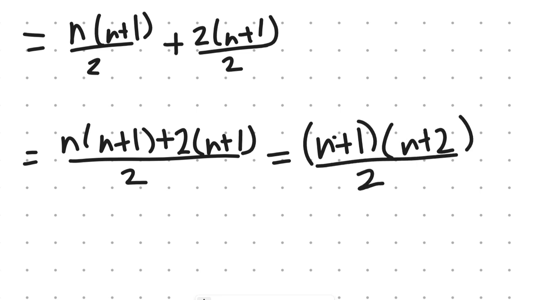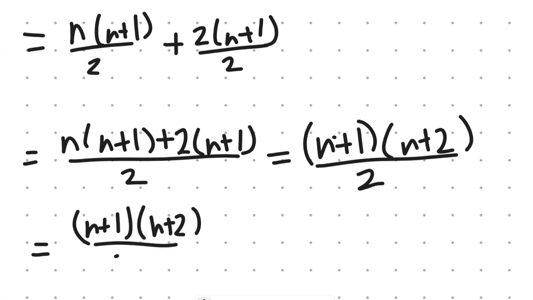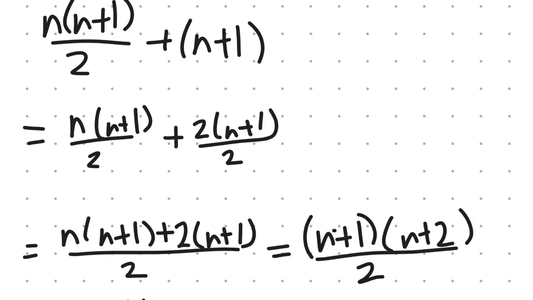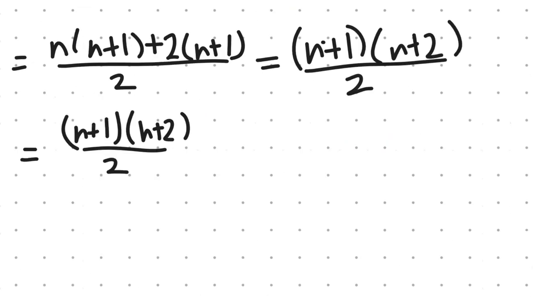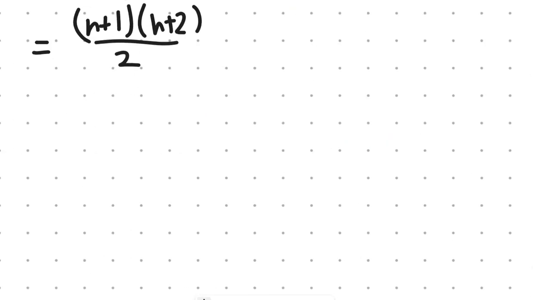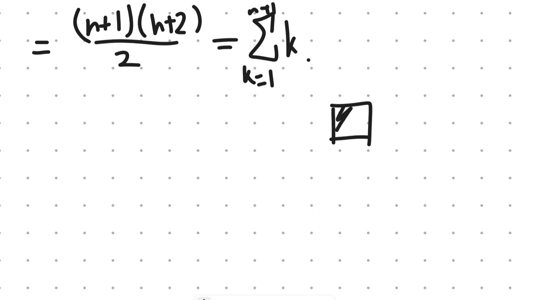And using the commutative rule, we just have n plus 1 times n plus 2 divided by 2. And that is the same thing we had on the top over here, which is the sum where k goes from 1 to n plus 1 of k. So now we have proven that this formula is actually legit.